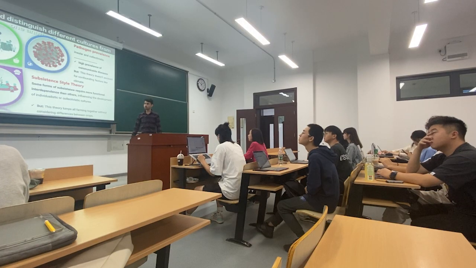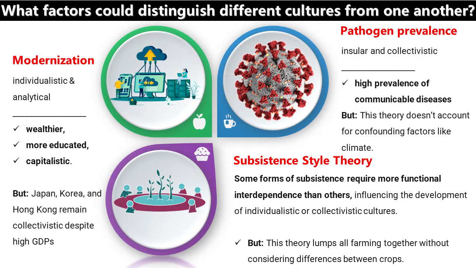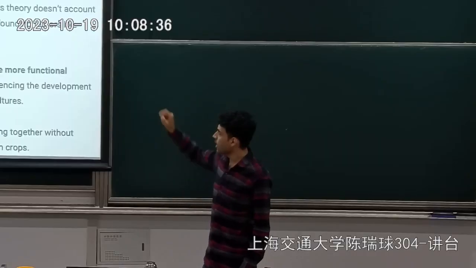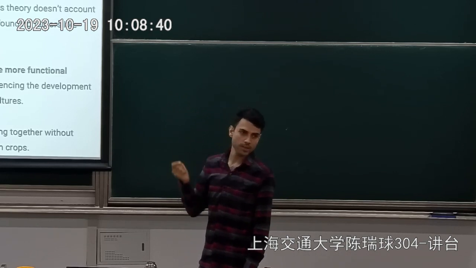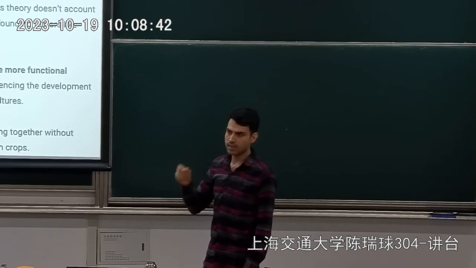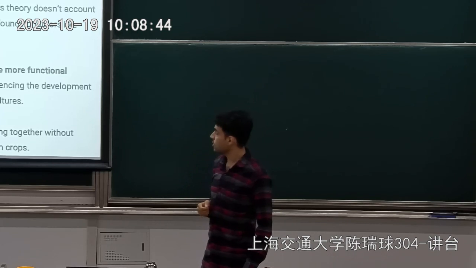Why? It cannot respond to this. At the same time, there's the pathogen prevalence theory. They say that if you are insular and collectivistic, then you must have lived in a place with high prevalence of communicable disease, for example, Africa, with malaria or HIV. But this theory ignores confounding factors like climate.